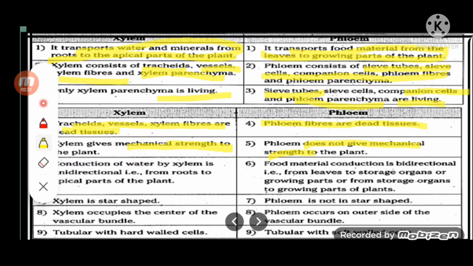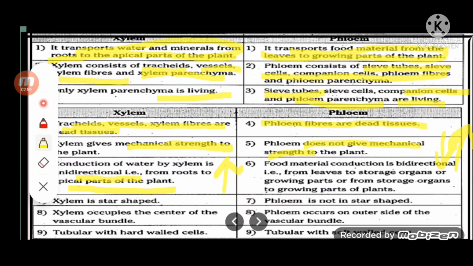Now, conduction of water by xylem is unidirectional, which I have already shown you, from roots to the apical parts. Means they will always move it in upward direction, one direction. Whereas in phloem, food material conduction is bidirectional, that is from leaves to the storage organs or growing parts, and from storage organs to the growing parts of the plants. So they can be bidirectional, which we have already discussed.